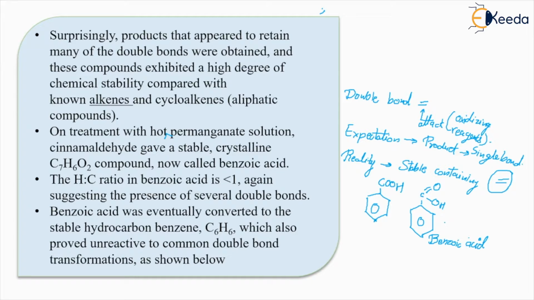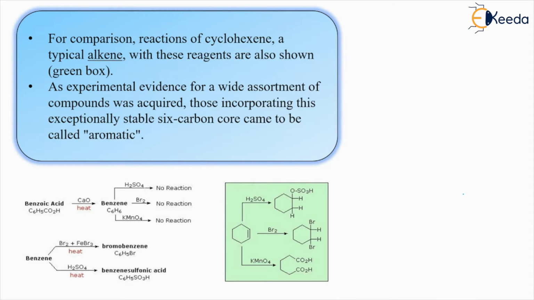Of course, you can just remove the COOH, get it attached with something else, and you can just have a benzene ring, C6H6, which will prove unreactive to common double bond transformations as shown. Over here, if you can see, you have C6H5COOH, benzoic acid, on CaO, and you have 3 different reactions. In presence of H2SO4, it is not giving a reaction. In presence of Br2, it is not giving a reaction. In presence of KMnO4, it is not giving a reaction.